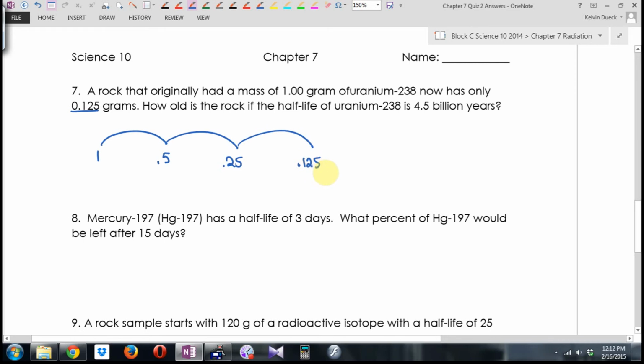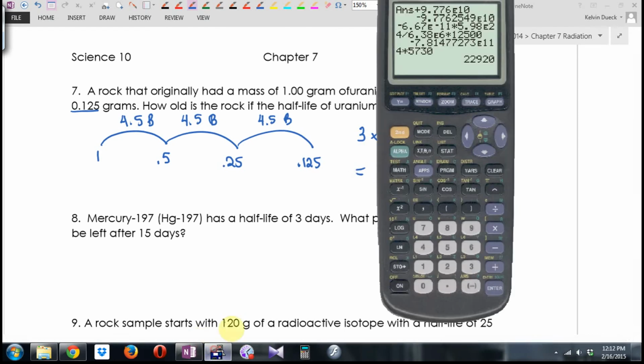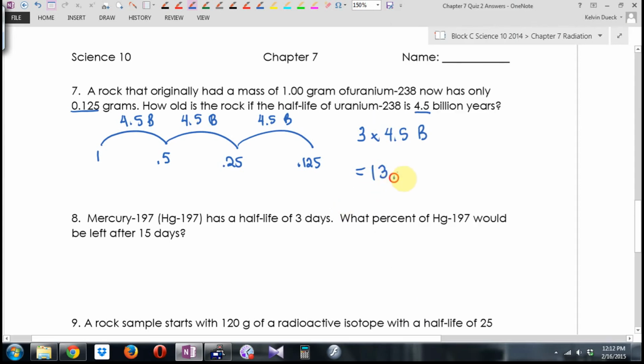How many half-lives? Ty, can you see? 3? What's 1 half-life? 4.5 billion years. You know what? It's going to be 3 times 4.5 billion years. It's going to be 3 times 4.5, 13.5 billion years.